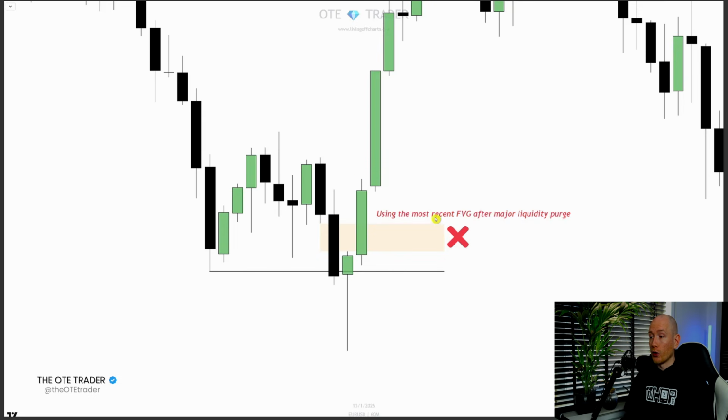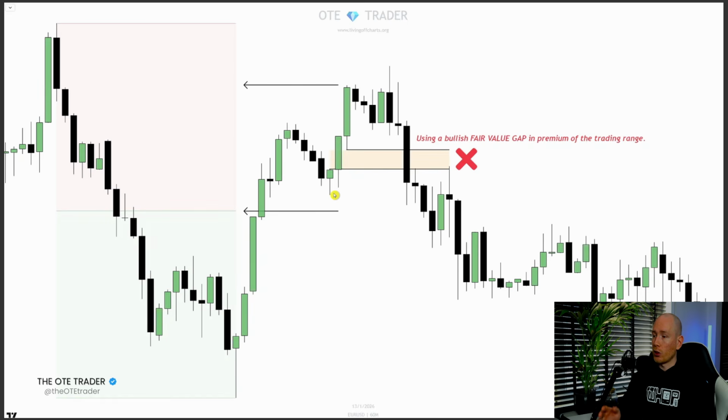Example number 1, using the most recent fair value gap after a major liquidity purge. Like I said earlier, if you want to find a high probability order block, typically it happens after a purge of a low, displacement away and SMT on that low. You don't use that fair value gap after you just took out a short-term low. You want to always have the most clear drawn liquidity present. That's why it's important to look for premium fair value gaps and not just the most recent fair value gaps, because you think price might go down from there. It all has to be mechanical.